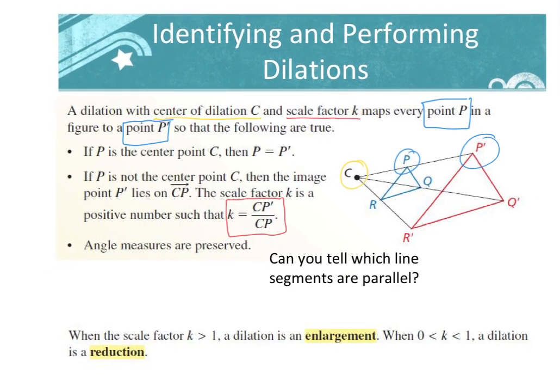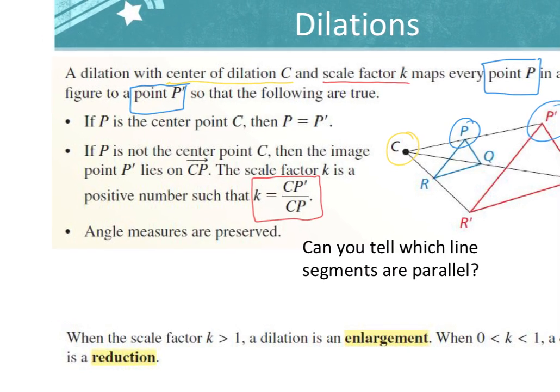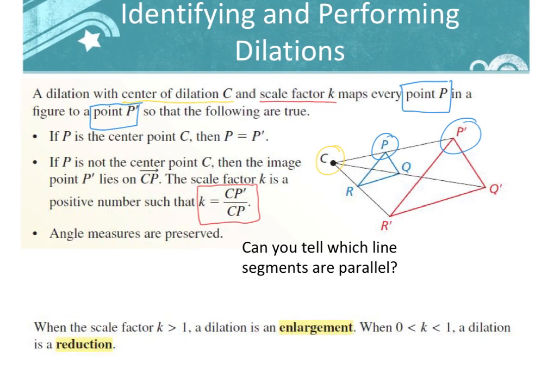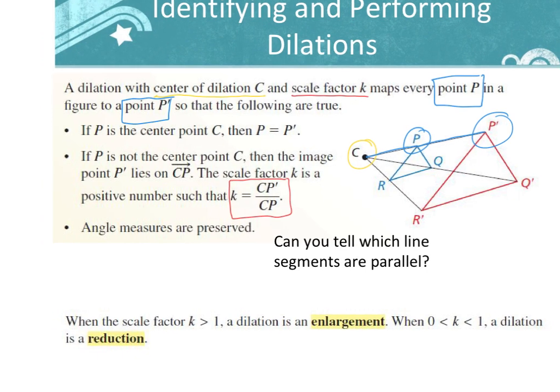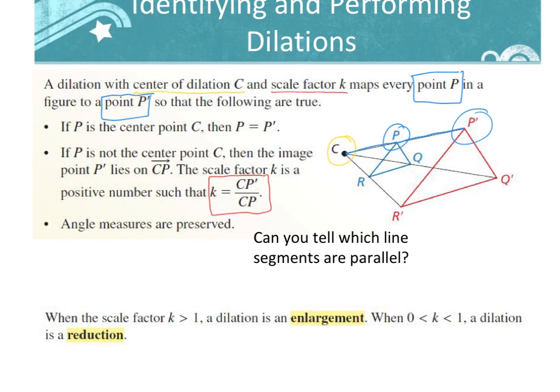If P is not the center, then the image point P prime lies on line CP. Notice how if we drew a line from C to P, and continue that line to CP prime, they're going to lie on the same line. So the image after you dilate is going to lie on the same line. And the scale factor K is a positive number such that K equals CP prime over CP. Okay, and your angle measures are preserved.